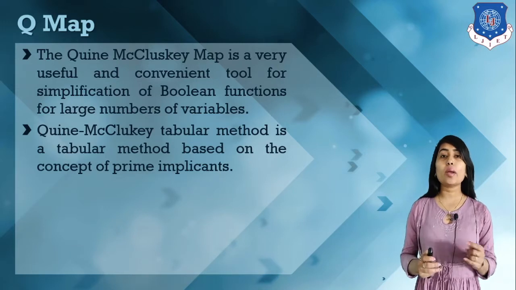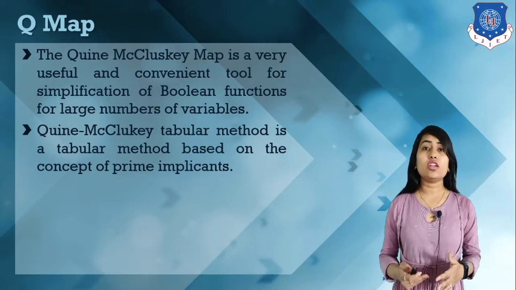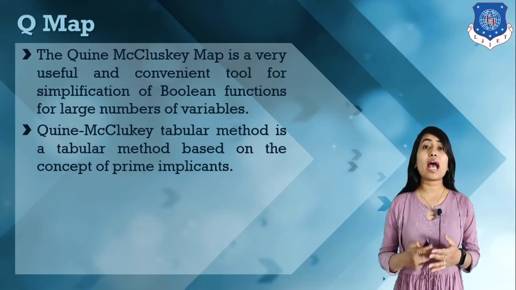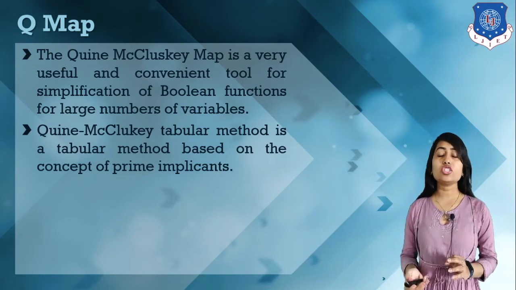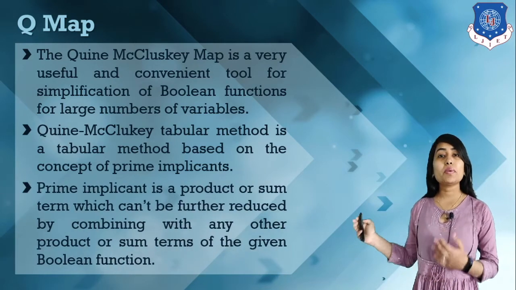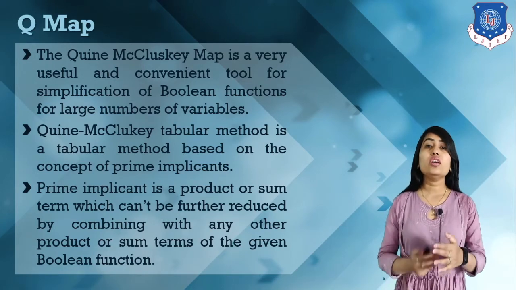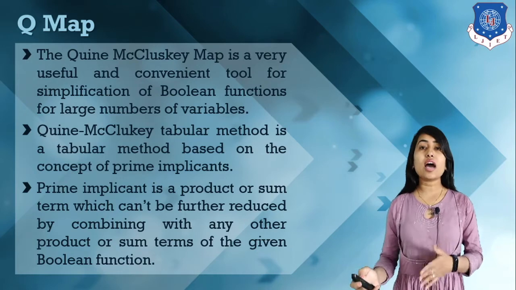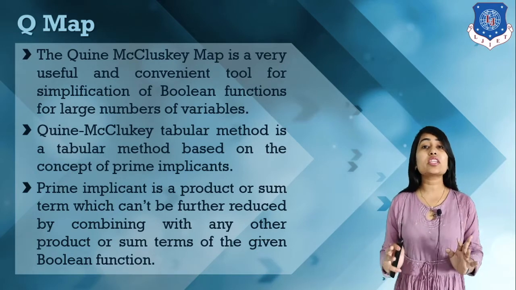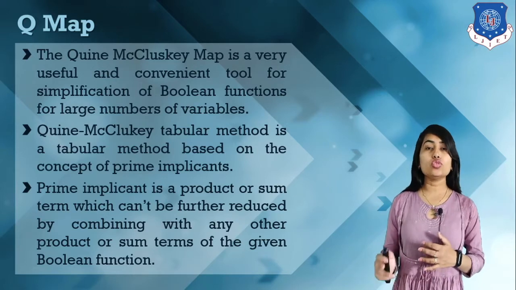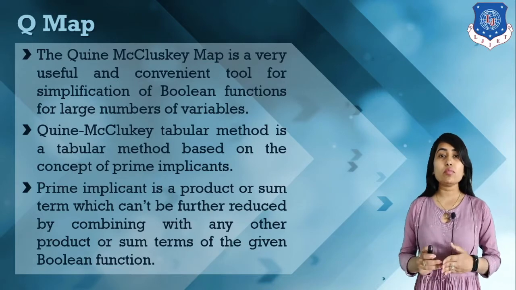So this QMap is a mapping method in which we can represent our logical functions in a tabular form, and then simplify them by considering prime implicants. What are prime implicants? Prime implicants are terms, either sum terms or product terms, which cannot be further reduced in a logical function.